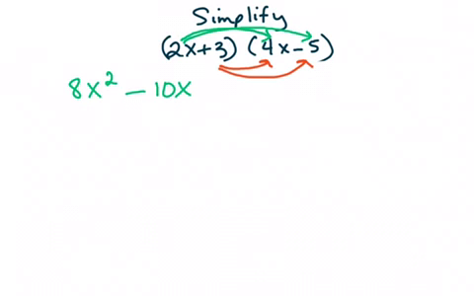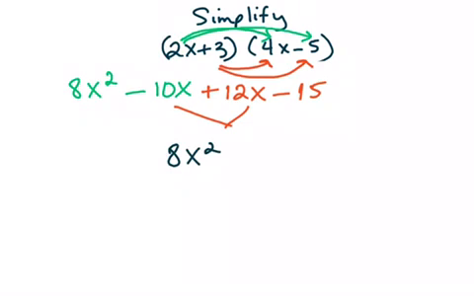All right, so 3 times 4x is 12, so it's positive 12x, and then 3 times negative 5 is negative 15. Now we're going to do a little combining. You see how the x's are going to combine together? So my final answer will be 8x squared. Now 12 take away 10 is 2x, and that's positive. And the 15 is hanging out all by himself, so that's the answer.